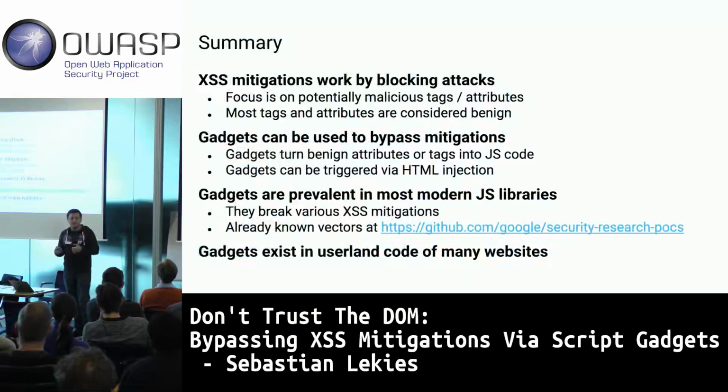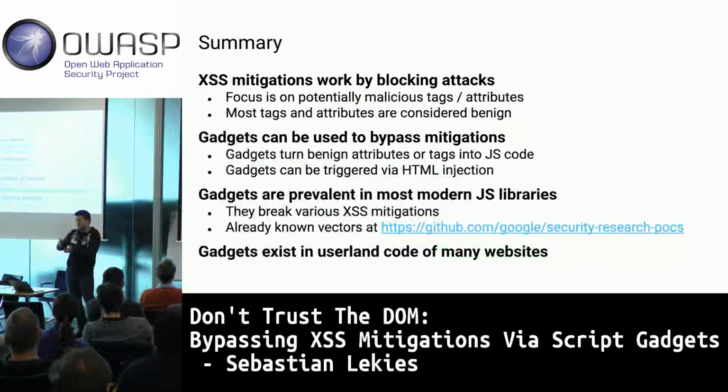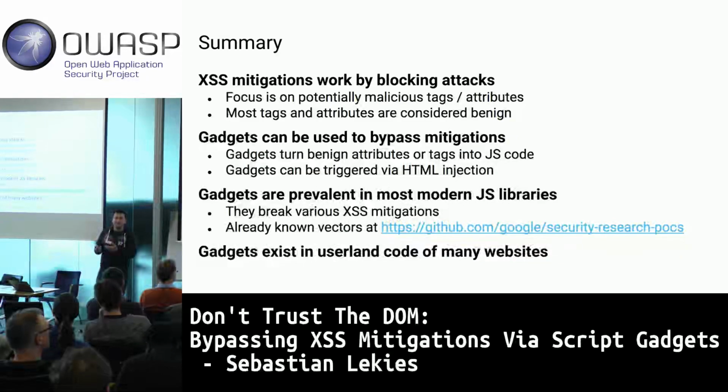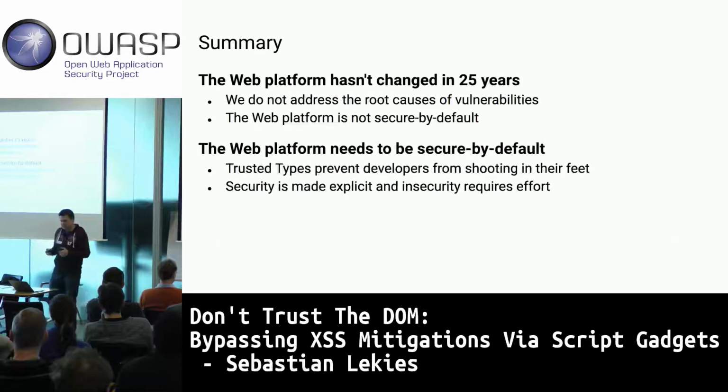What I showed you today is that XSS mitigations work by blocking attacks and not by preventing the bugs. However, we see that so-called script gadgets can be used to circumvent mitigations. Script gadgets are legitimate pieces of JavaScript code in an application that upgrade a legitimate HTML to script execution. And what we saw is that script gadgets are prevalent in all libraries and all applications out there, and they are very effective in bypassing all the XSS mitigations.